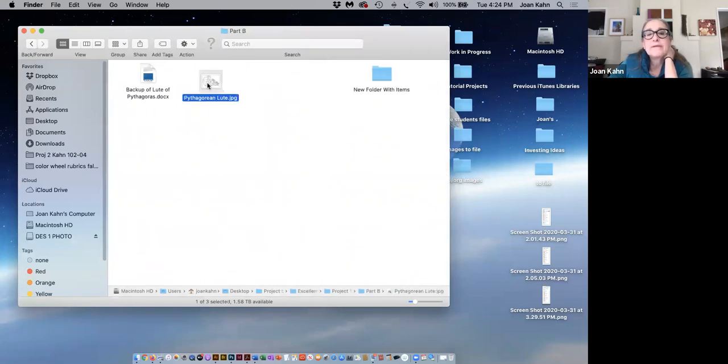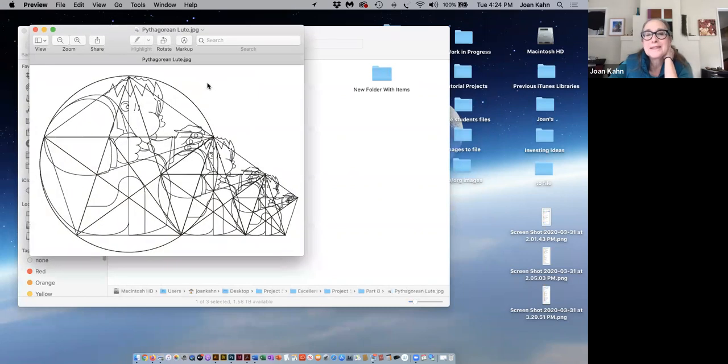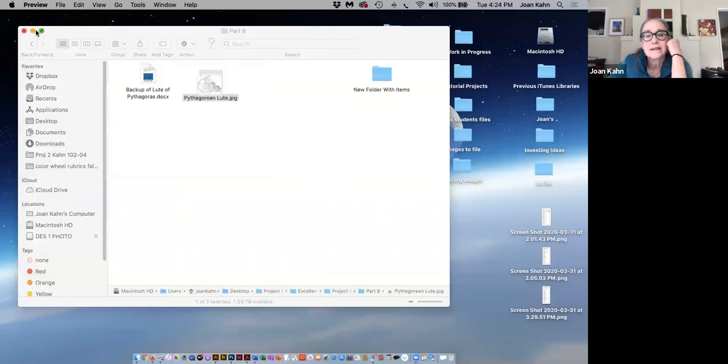Here is his drawing for the Pythagorean lute. And the lute, if you study it, I'll have to read you his statement, is a five-sided figure. I guess it's called a, what's five-sided? I forget. And it fits into another one, which fits into another one. It looks like this. So he wrote a paper about that, which explains it.